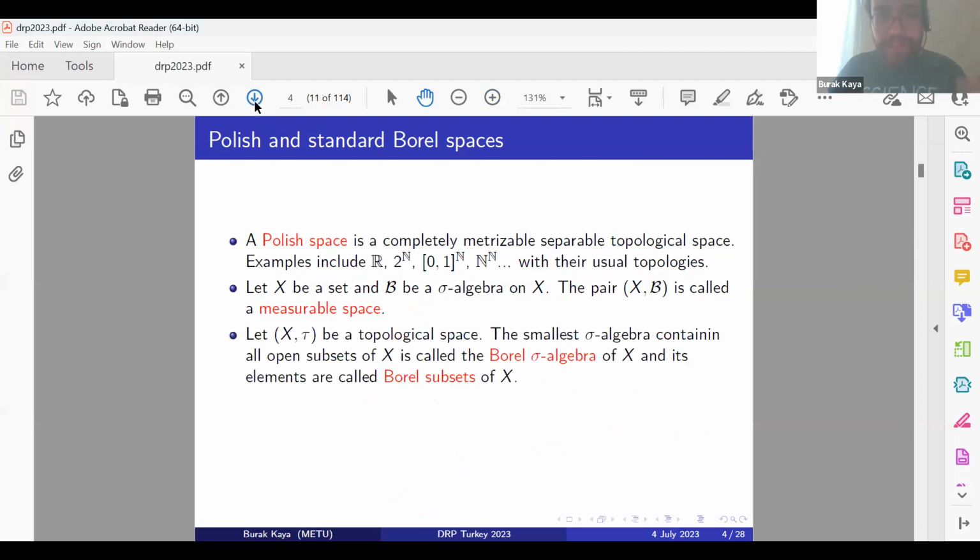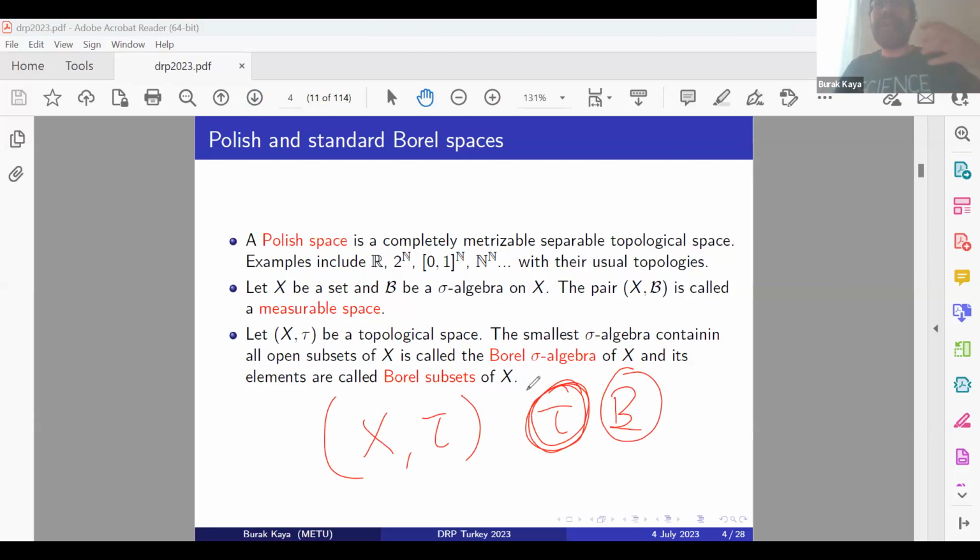Start with a topological space, take its open subsets, and look at the smallest sigma algebra containing the open subsets. This is called the Borel sigma algebra of X. And the subsets there are called Borel sets of X. So if you have a Polish space, it has a topology, you take these open sets, and you look at the smallest sigma algebra containing them. You start with open sets, and then you close it under the following operations: countable unions and complementation. And then you get what's known as Borel sets of X.